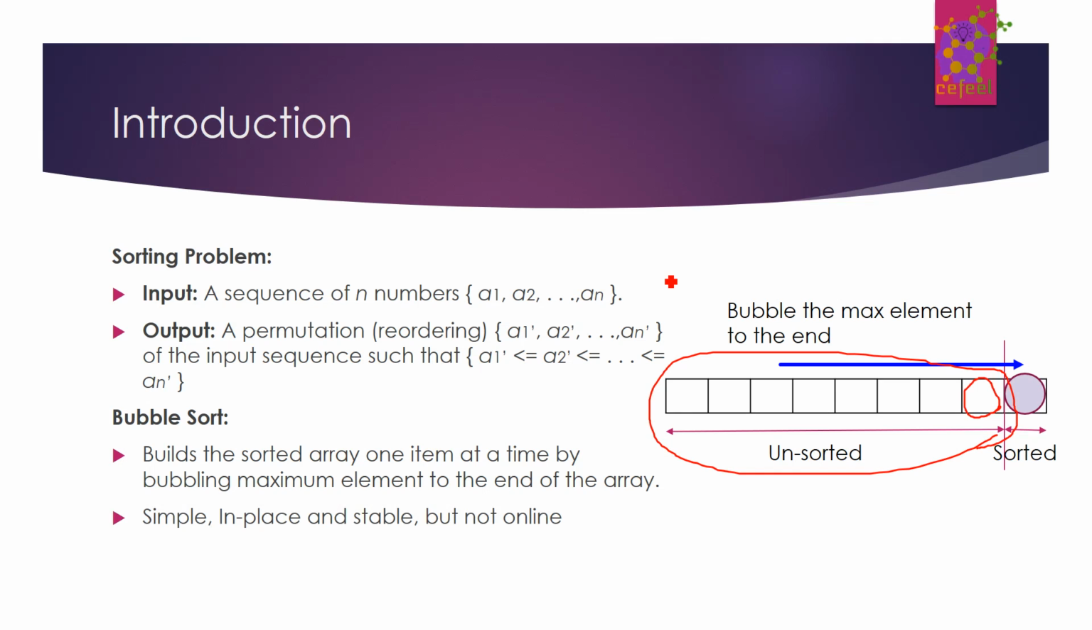At the end we have the sorted array. Bubble sort's properties are that it is a very simple, intuitive sorting algorithm, and it can do it in place, which means we don't need any additional data. It is a stable sort. Stable sort means data with the same key values remain in the same order as they were in the original unsorted array. But it is not online, which means it cannot sort streaming data, that is, data that is continuously coming.